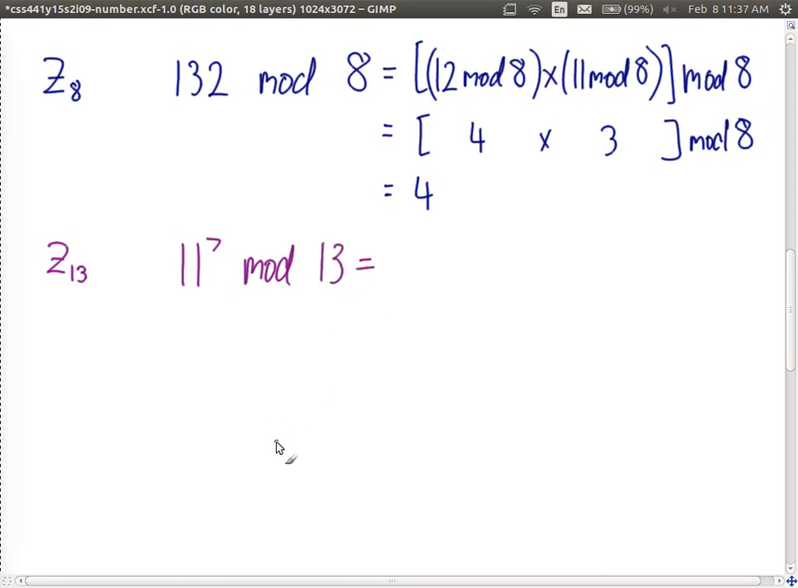Try that one. A couple of minutes. Try to expand and do it without a calculator. No calculator. Solve that: 11 to the power of 7 mod 13. And try and use the expansion to solve it, just to see how powerful it is.